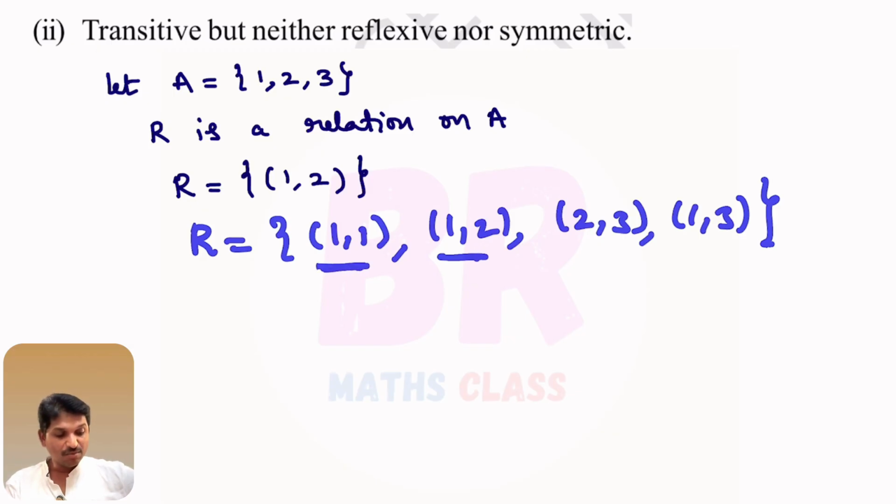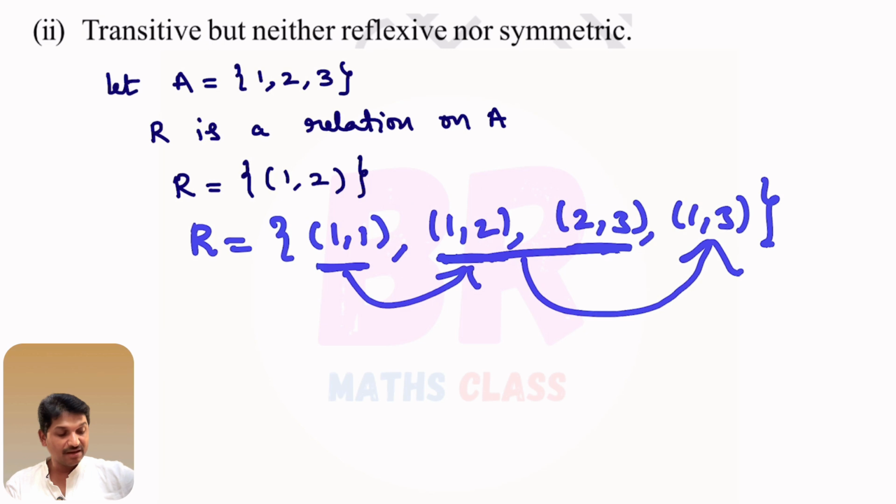You see here 1 comma 1, 1 comma 2. 1 comma 2, right? This ends with 2, 1 comma 2, 2 comma 3. 1 comma 2, 2 comma 3 gives 1 comma 3, right? See, 1 comma 3, nothing starts with 3. Every ordered pair satisfies the transitive condition.